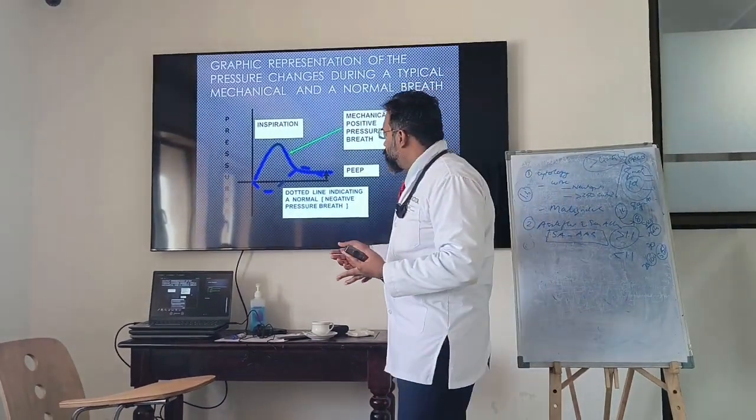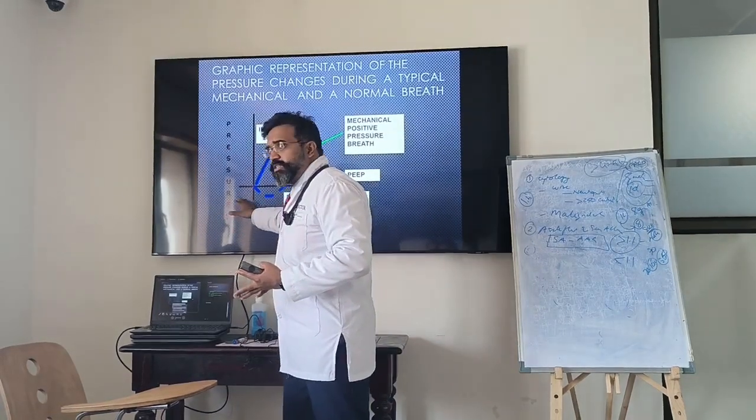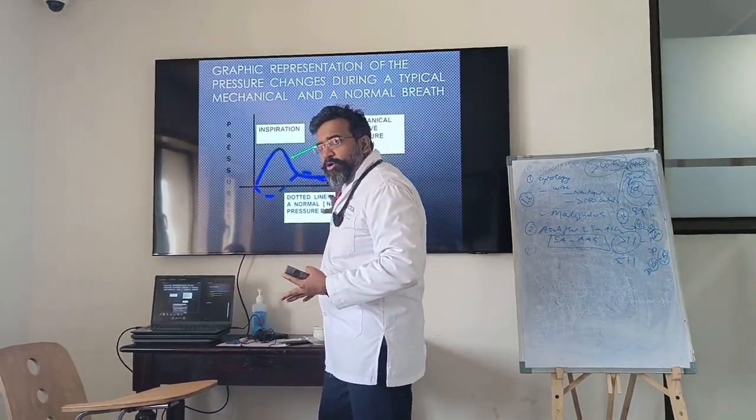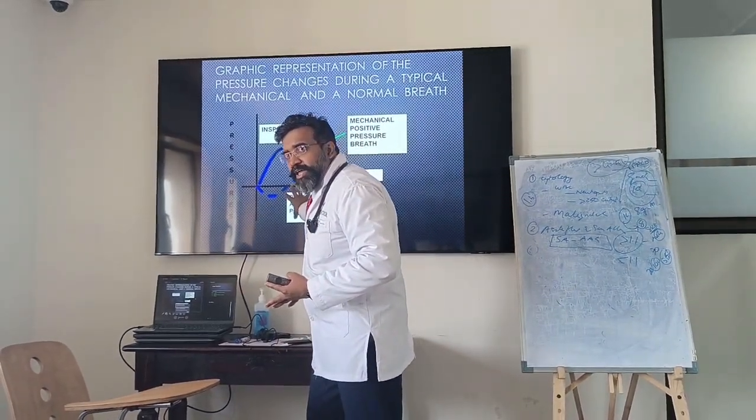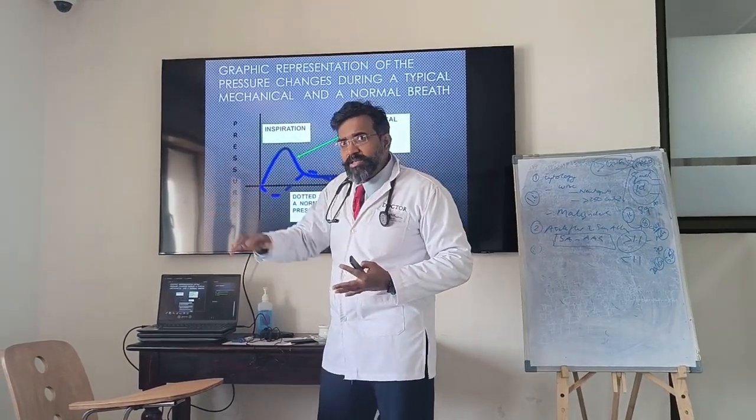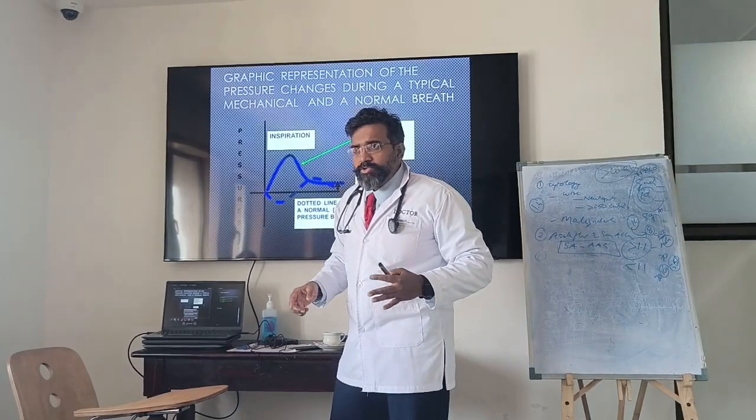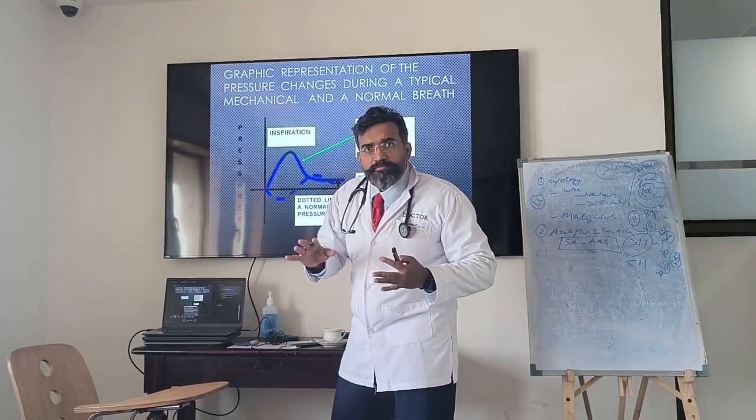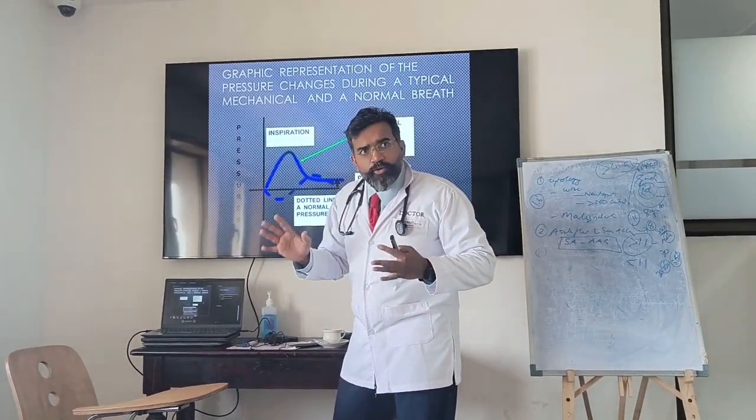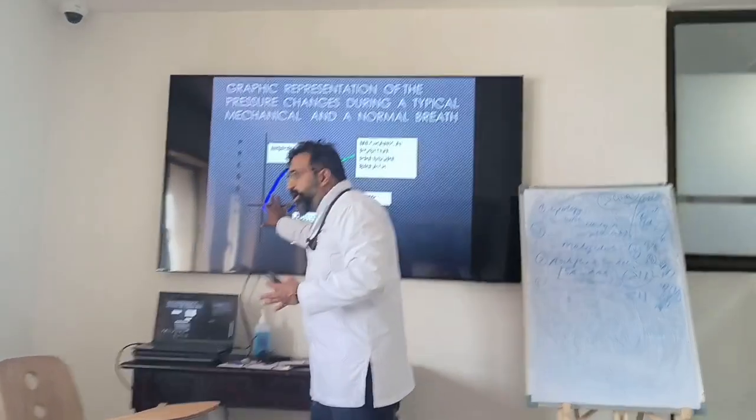When you see negative pressure, what is happening if this is pressure and this is time? Pressure and time. These are called scalars. When you have a graph that looks like this, they are called scalars. When you have graphs that look like loops, they are called loops. So there are scalars and loops.